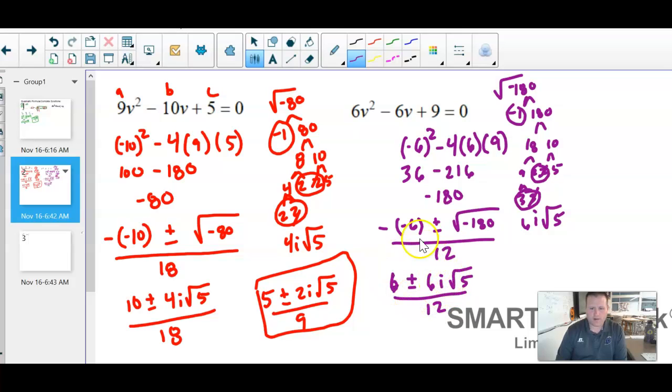Again, this is correct, but if you notice 6, 6, and 12, 2 goes into all of them as well, so this would be 1 plus minus i square root of 5 all over 2. And you could simplify it to that as well. Again, if you forget that last step, it's not a huge issue that way.